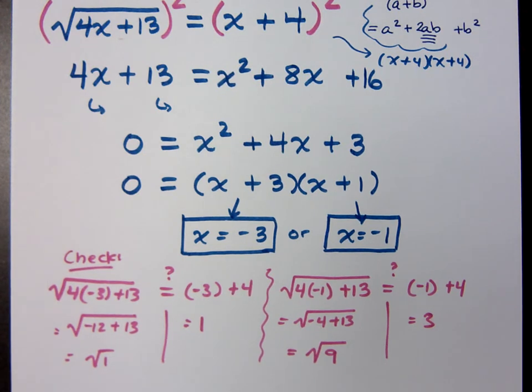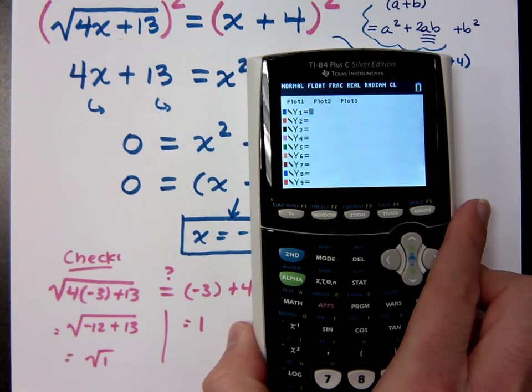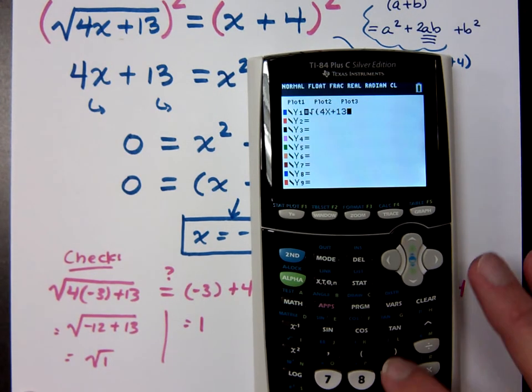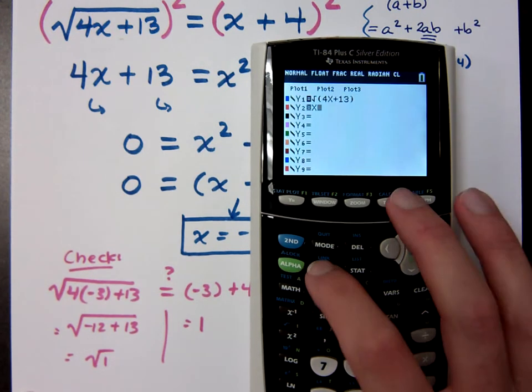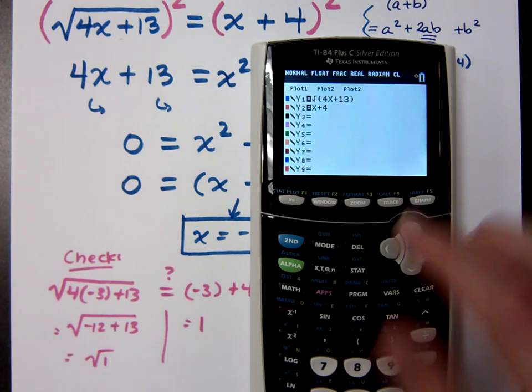Well, let's check with the graphing calculator to see. Let's see if this is true. Okay. I'm going to type in the square root of 4x plus 13 for my y1. I'm going to type in x plus 4 for my y2. Now I say that these are going to intersect at 2 x values, negative 3 and negative 1, right? So let's graph that and see what happens.